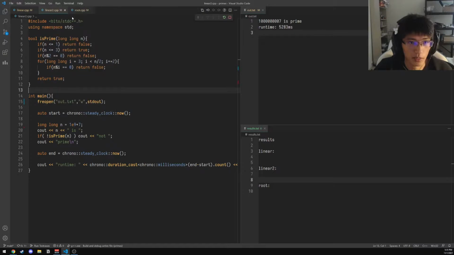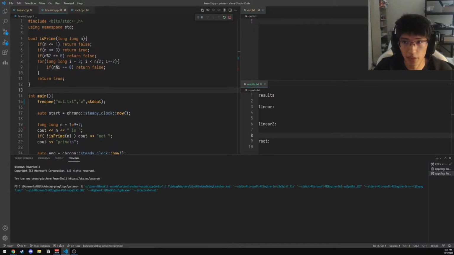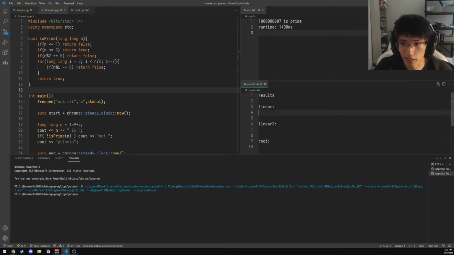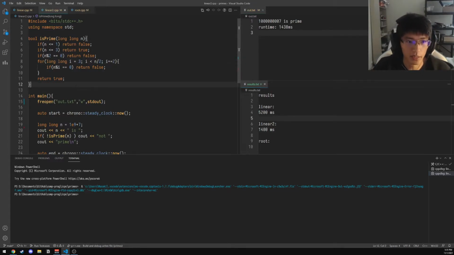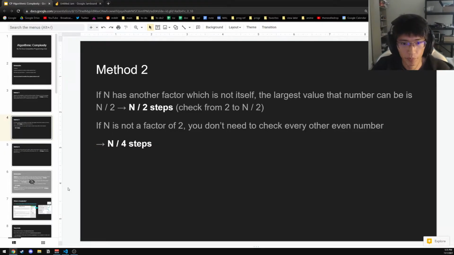So let's try running this. The first time took about 5,200 milliseconds, and then this one is like 1,400 milliseconds. So about 4 times as fast, what you would expect. So this is already significantly faster.